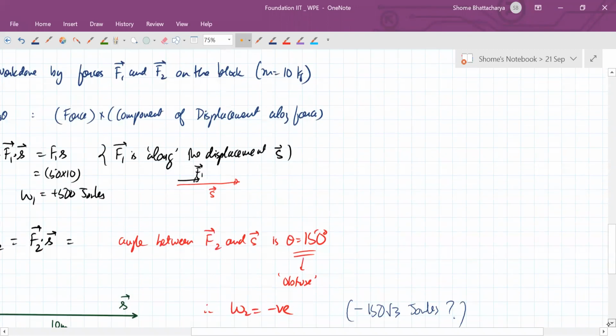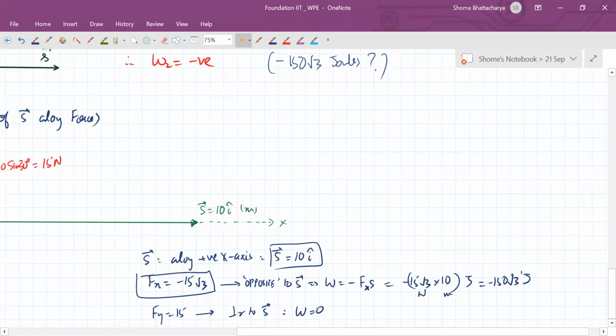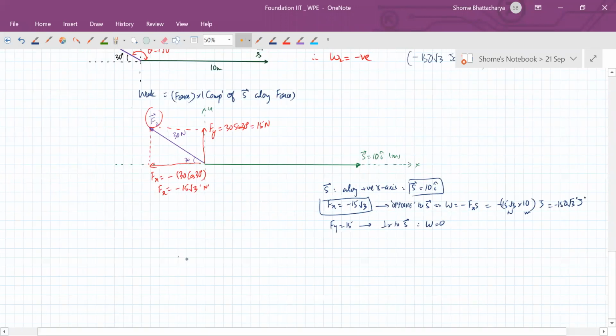Okay, so this is what we mean by saying the work done becomes negative when the angle between the force and displacement is an obtuse angle. So now you can see for the given force F2, its x component is doing a work of minus 150 root 3 joules, and its y component is doing a work of 0.